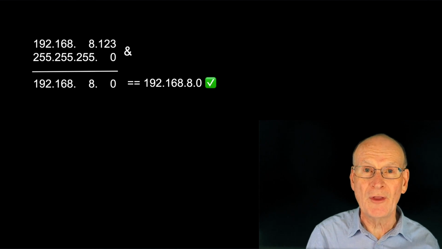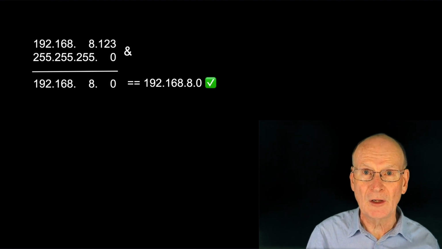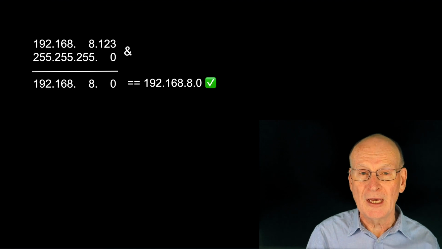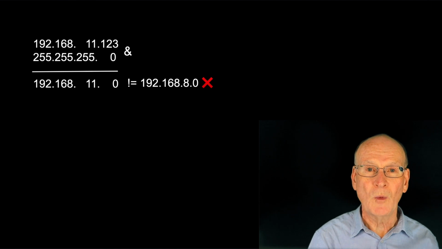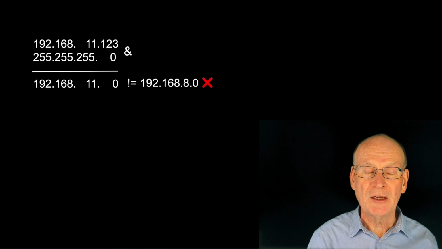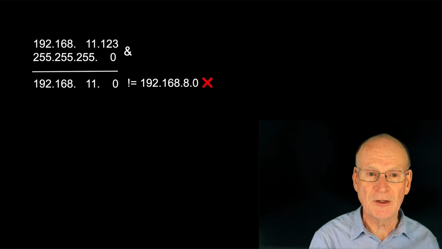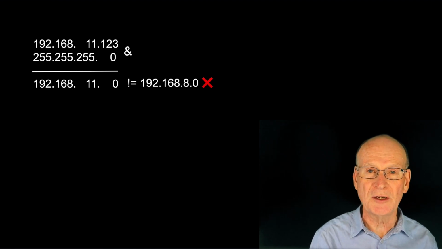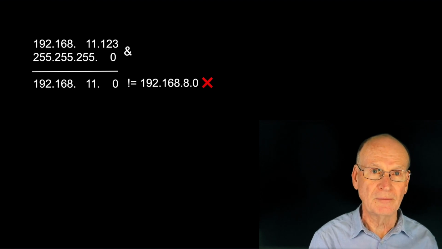So we know that the original address I had there with 123 on the end is inside the local area network. Now, what if we have an address which is outside the network? Let's say this one, 192.168.11.123. This time, if we AND it with the mask, we'll end up with a number which is not equal to the LAN address of 192.168.8.0, and therefore we know that it's outside the local area network.